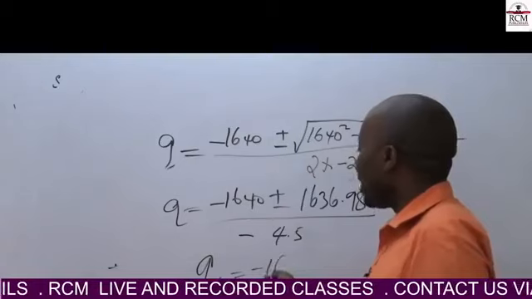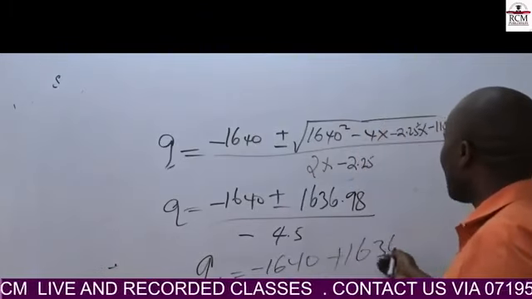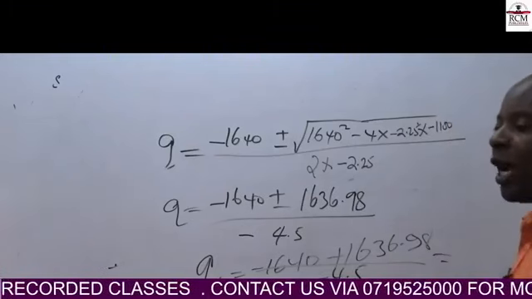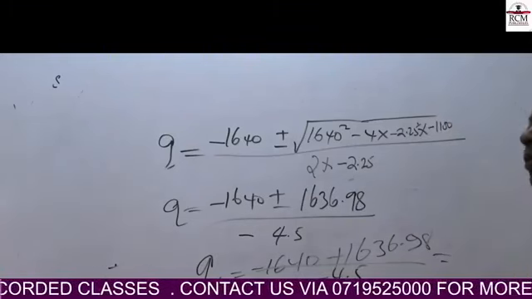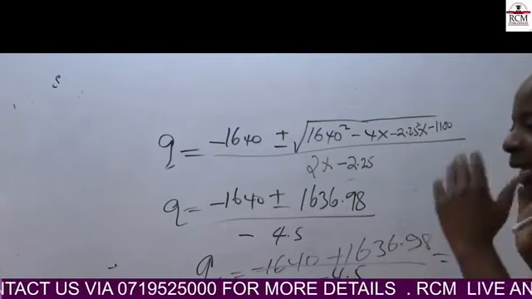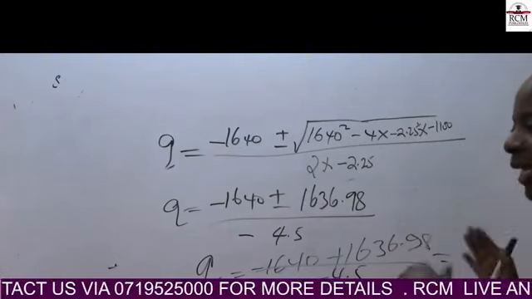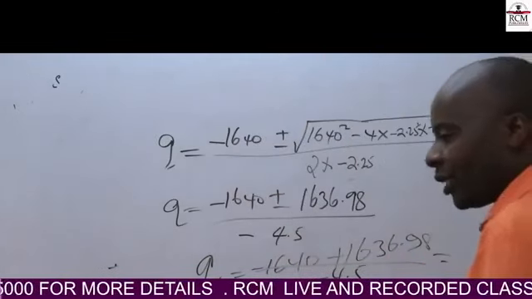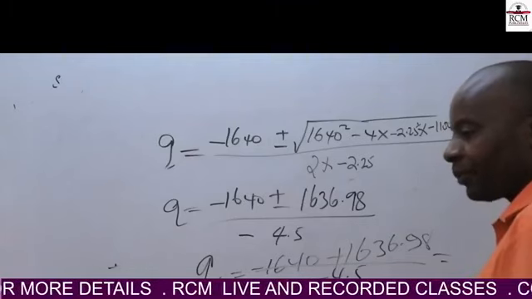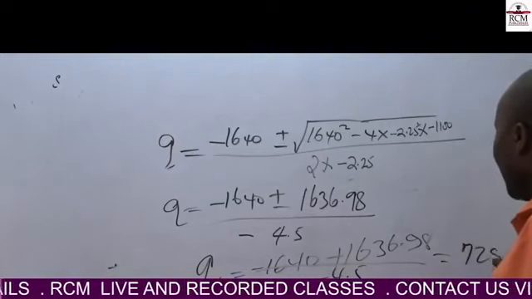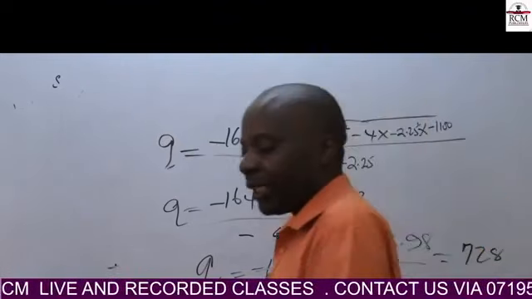Q1 will be minus 1640 plus 1636.98, all over minus 4.5. Please give me an answer for q1. How do I do it? It's very easy. You say minus 1640 plus 1636.98 equals. Whatever I get, I say divided by minus 4.5. You can see we're getting different answers. Somebody tells me that the correct answer is supposed to be 0.728. Is that okay? That is the first answer.